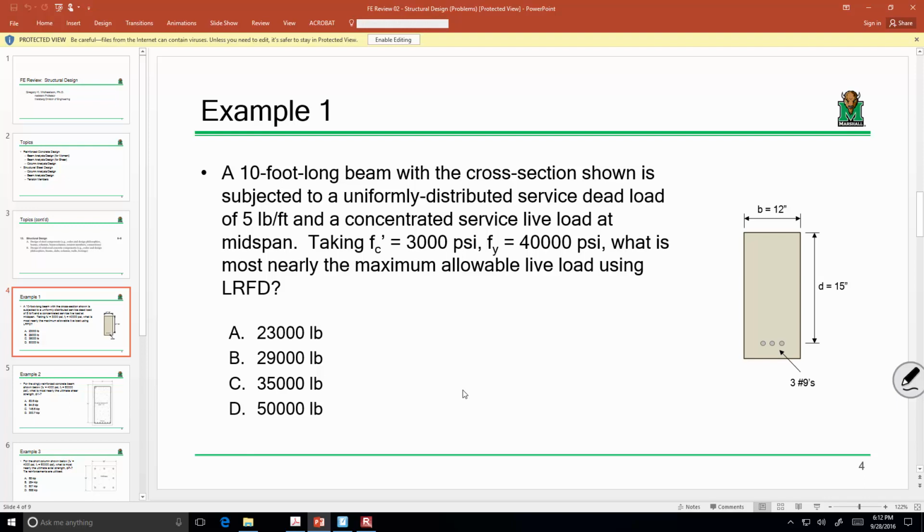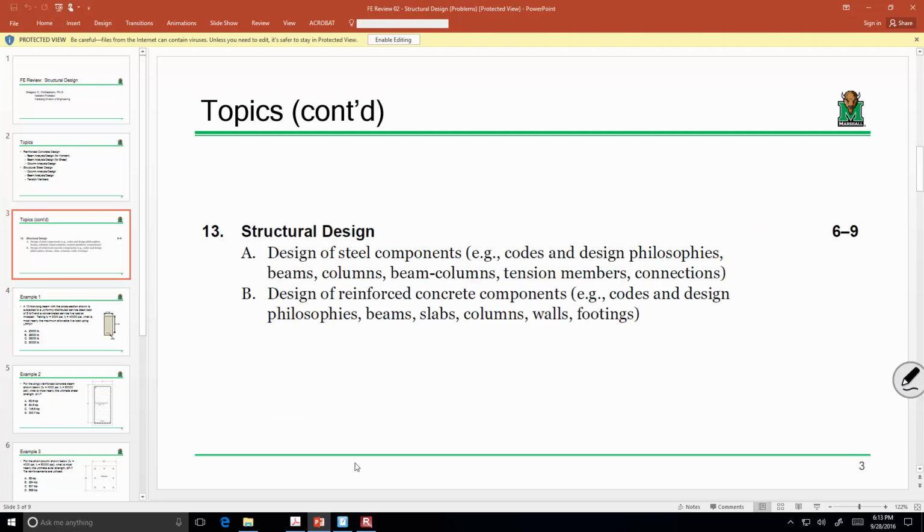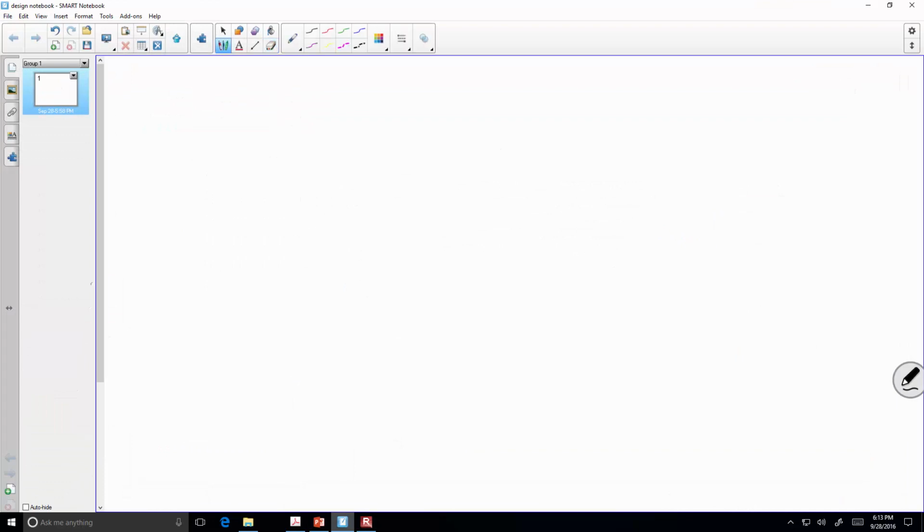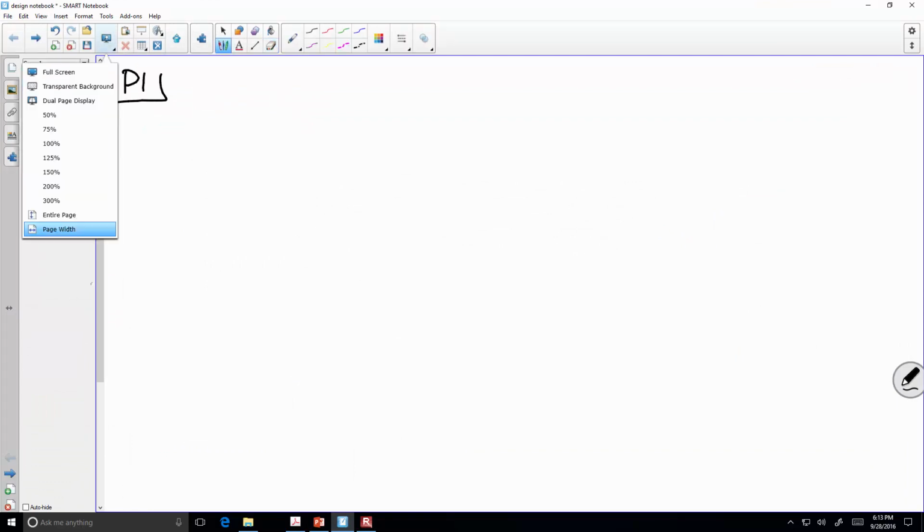So everybody good? Okay, so the first step, we've got this beam. The question is asking what is most nearly the maximum allowable load. That probably means we need to determine the capacity of this beam. Make sense? Sound good? So we're going to go through and determine the ultimate capacity of this section, and this is really probably going to get your brain thinking about a lot of this reinforced concrete stuff. Okay, so problem 1. We've got our beam.